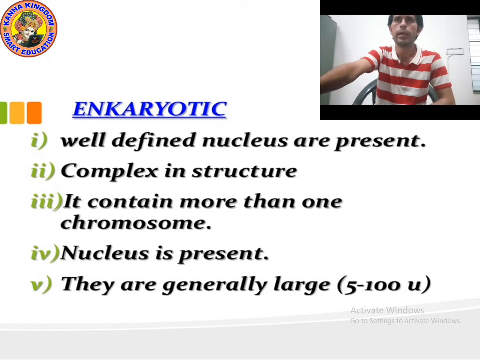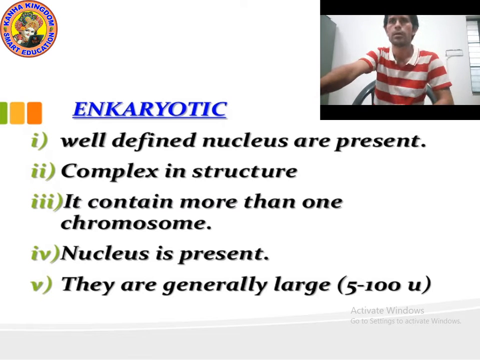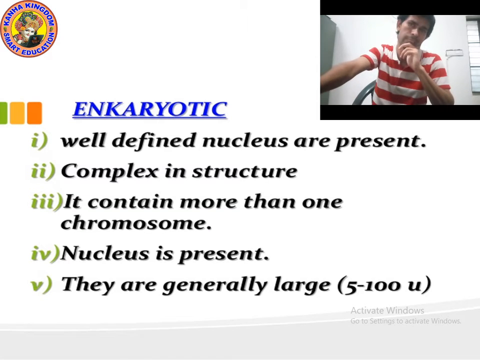And if we talk about the size, then we can say that in prokaryotic, the size of the cell is generally 1 to 10 micrometer, but in eukaryotic the size of the cell is generally 5 to 100 micrometer, and the nucleus is present in eukaryotic. So this is the difference.